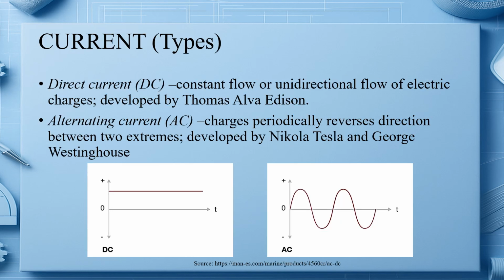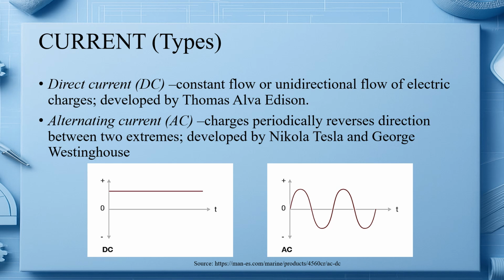So there are two types of current. We have the direct current. This has constant flow or unidirectional flow of electric charges. So we have here the graph for the electric charges of DC current on the left side.